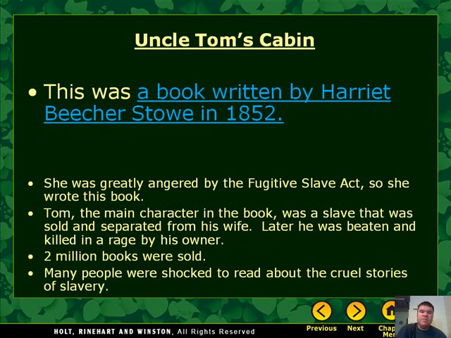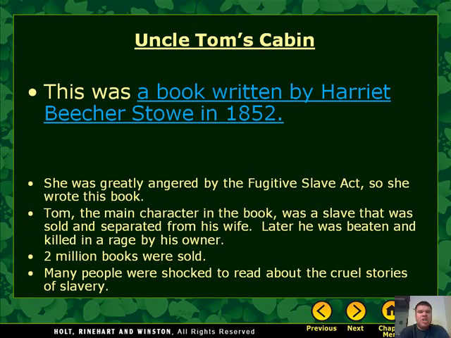Then, in 1852, a woman by the name of Harriet Beecher Stowe writes a book called Uncle Tom's Cabin. Now, she was greatly angered by the Fugitive Slave Act, which is why she wrote this book. And the main character in the book, Tom, is a slave that is sold and separated from his wife, and later on in the book, he's beaten and killed in a rage by his owner. 2 million copies of this book were sold. It's the first American bestseller.